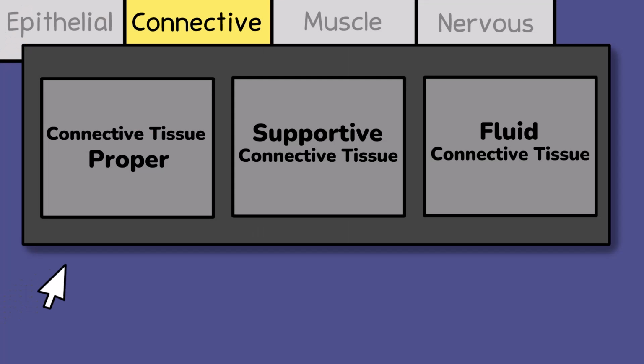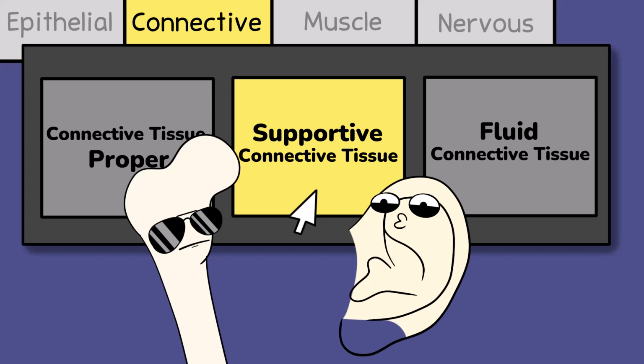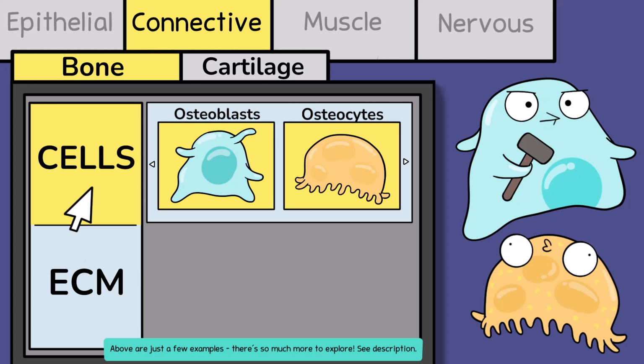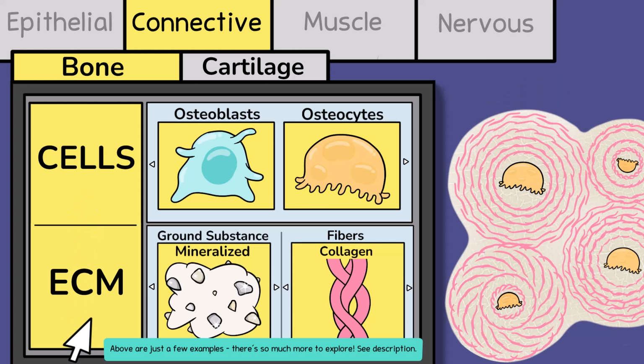Moving out of connective tissue proper, we can look at supportive connective tissue, which includes bone and cartilage. For bone tissue, it has cells like osteoblasts and osteocytes. The ECM is going to be rigid, which makes sense for bone, with a mineralized ground substance and collagen fibers. Bone tissue is going to be ideal for support.